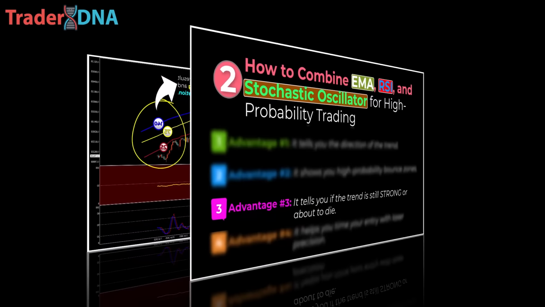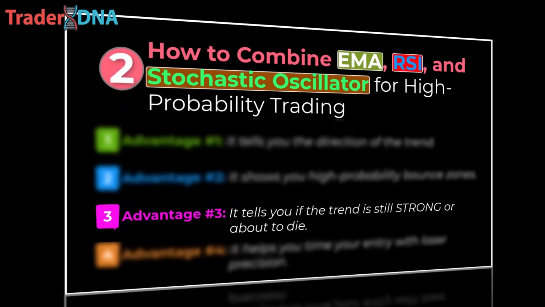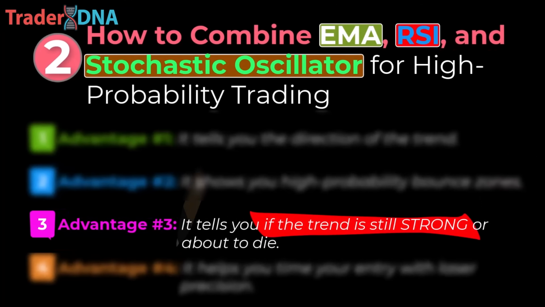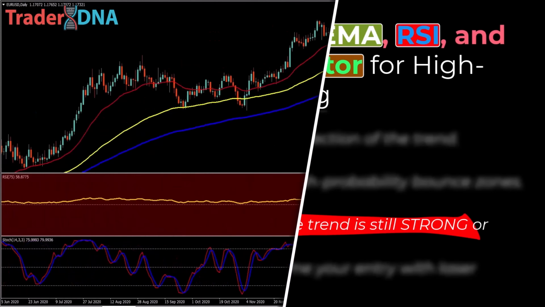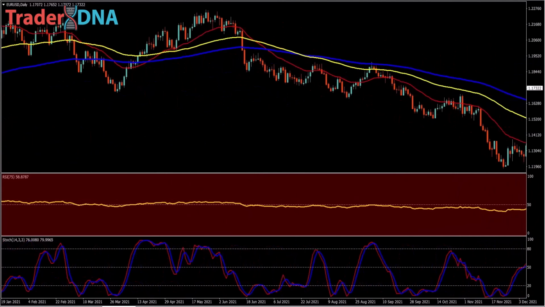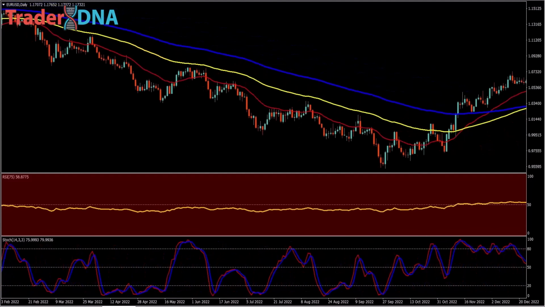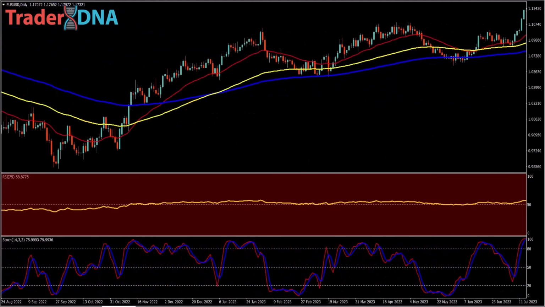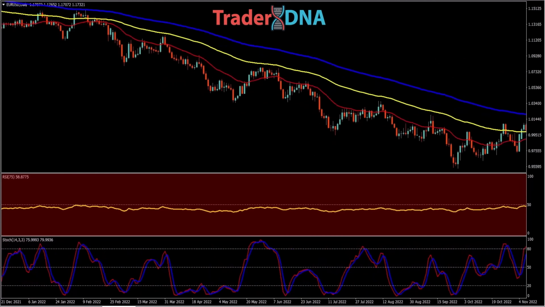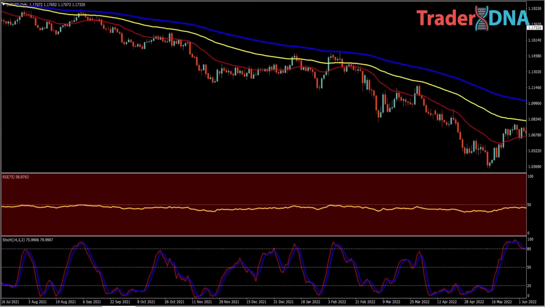All right, guys, let's jump into advantage number 3: knowing whether the trend is still strong, even when the market is pulling back or correcting. Because listen, just because price goes against the trend for a moment doesn't mean the entire trend is dead. Nope. It could just be taking a break, and your job is to figure out if that break is temporary or if the whole thing is about to reverse.